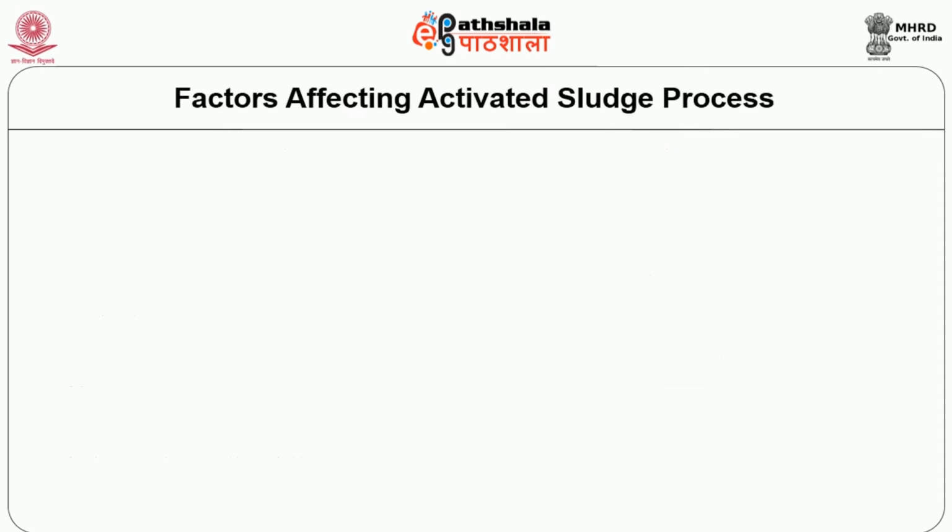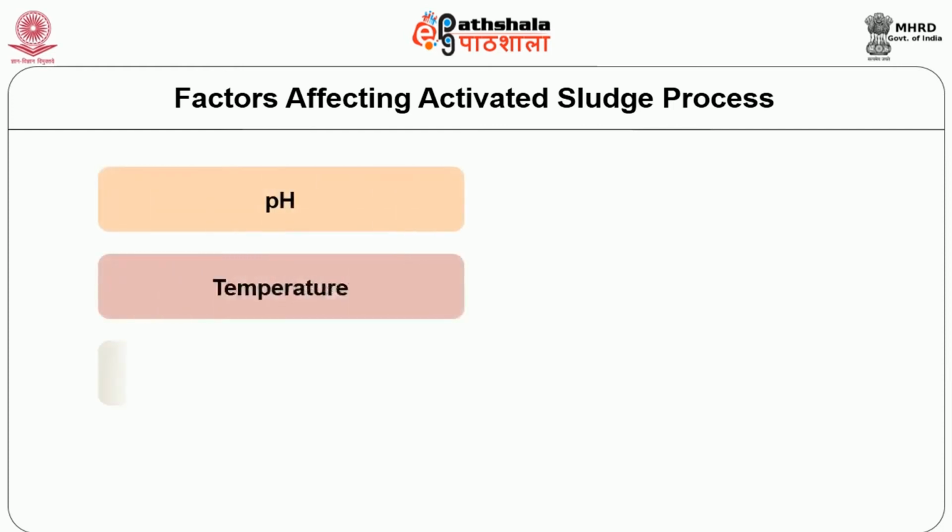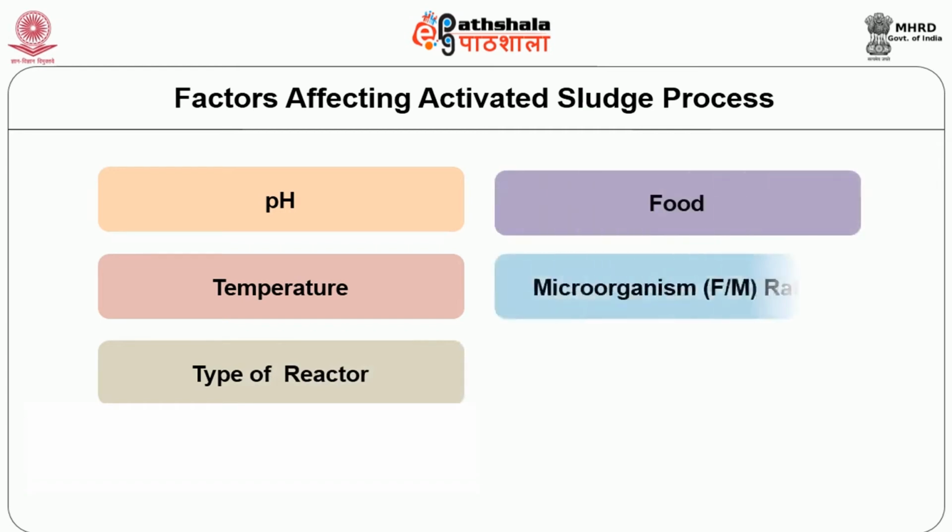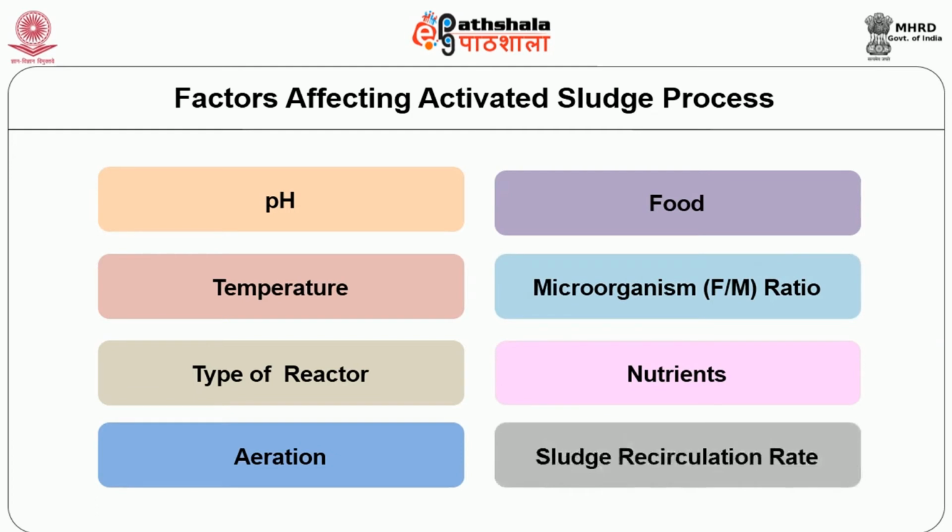So from these types we can know that there are several factors which affect the activated sludge process. Some of the factors include the pH, temperature, the type of the reactor, amount of aeration, food to microorganism ratio, nutrients, and sludge recirculation rate.